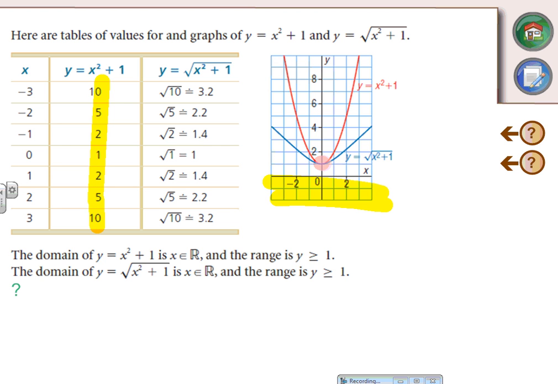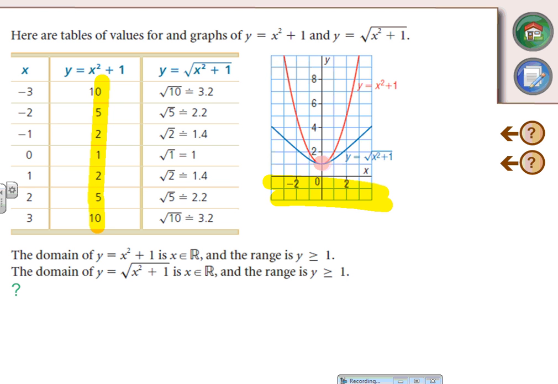The domain of the original was x ∈ R, and the range was y is greater than or equal to 1. When we do the square root, we still have the same. I can still use anything for x, because if I put in a negative value for x and square it, it's positive. There's no way that I can get a negative number by squaring it and then adding a positive 1 to it. I can't get into the negative values. So it's x ∈ R for a domain.